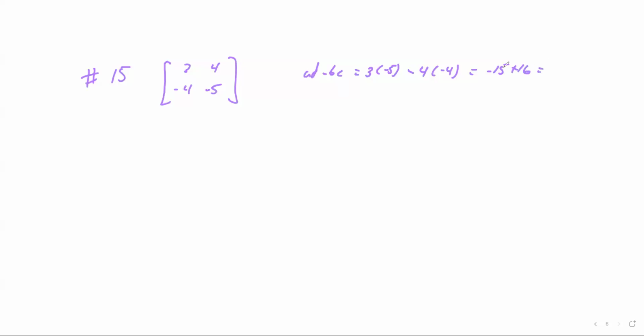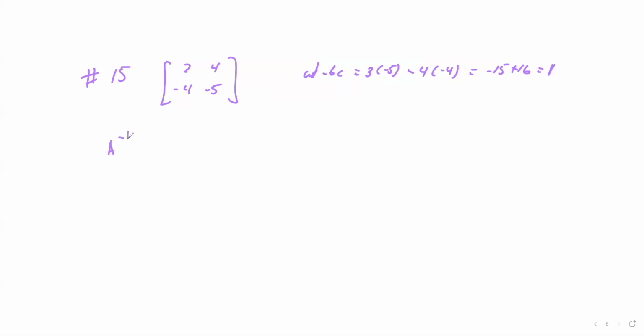All right, let's do another one. So let's look at number 15. Number 15 is 3, 4, -4, -5. Again, I start with the AD minus BC. So this would be 3 times -5 minus 4 times -4. So this will give me -15. And then -4 times -4 actually gives me a +16. -15 plus 16 gives me 1.